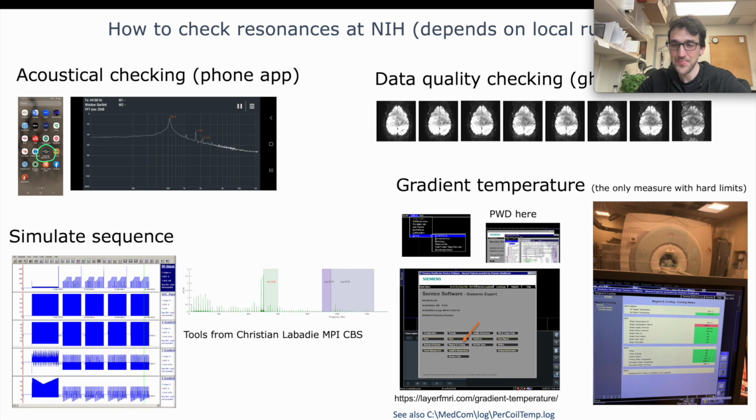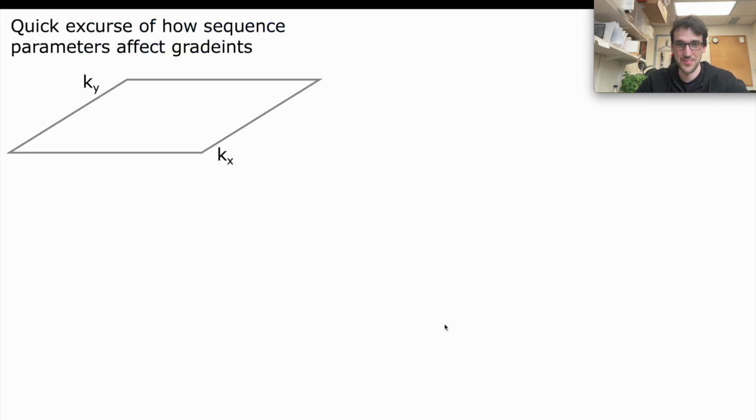Another approach is to look at the log files. For example, for Siemens here or in Medcom, there is this per coil temperature log that you can check, and there usually the scanner starts to shut down as soon as you increase a gradient temperature of 65 degrees Celsius. So you can check all of those while you're doing your layer-dependent fMRI experiment in order to make sure you're not damaging your gradient. Specifically, this is important when you have very, very long runs.